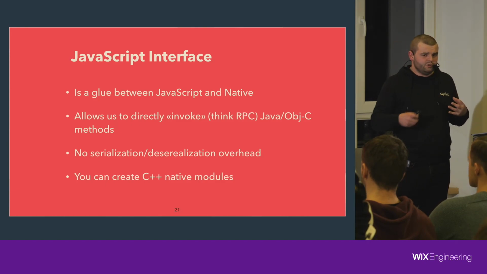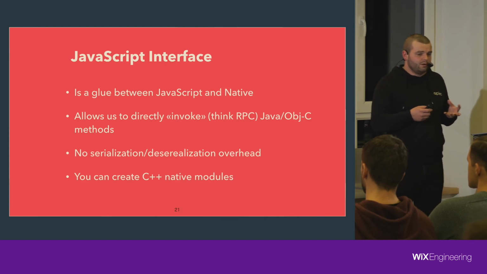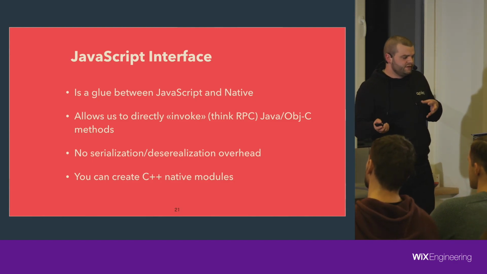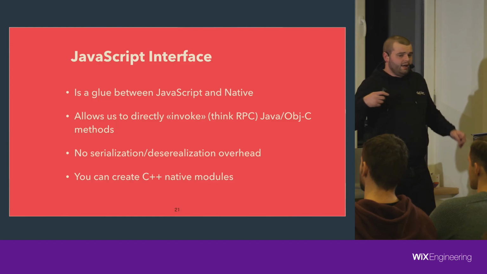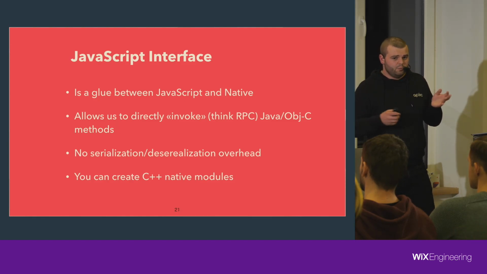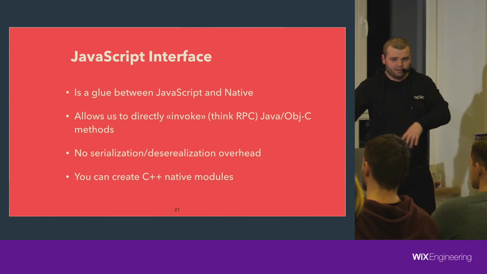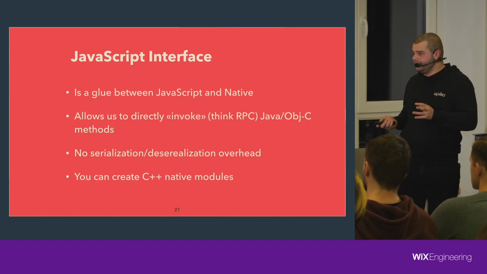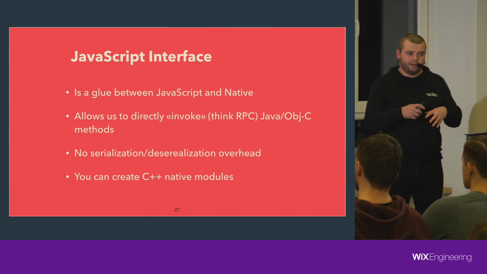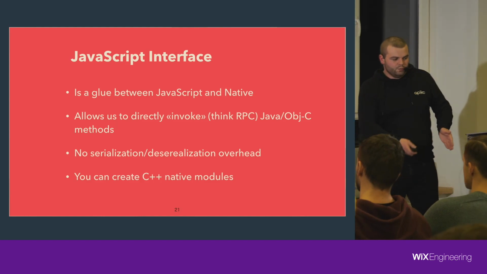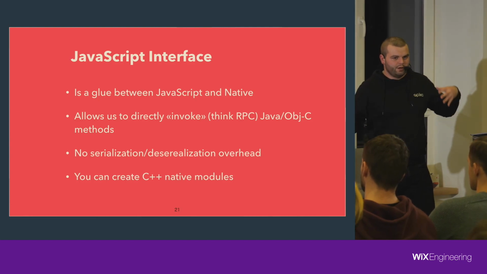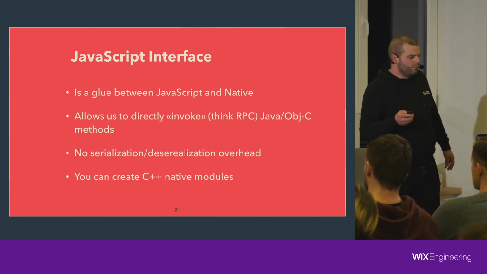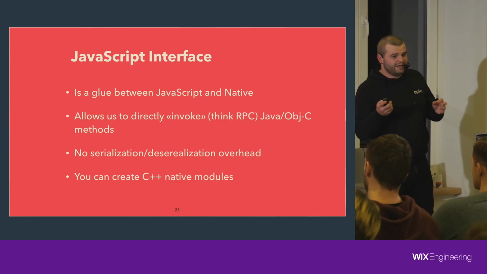It lets you directly invoke, think of it as a kind of RPC, Java or Objective-C methods from JavaScript. No serialization or deserialization overhead, so we don't deal with JSON stringify, send it, JSON parse on the native side and then back. And you can create C++ native modules now. So no additional things, just use JSI to create bindings to your C++ native modules, and that's probably the most important feature of JSI. So basically, let's explain how it works.